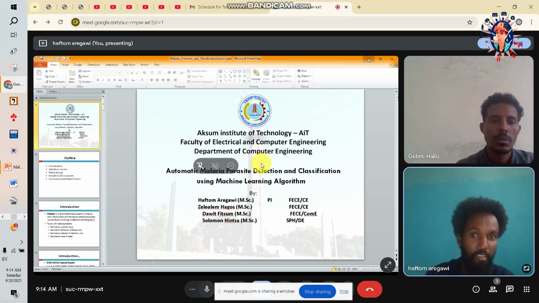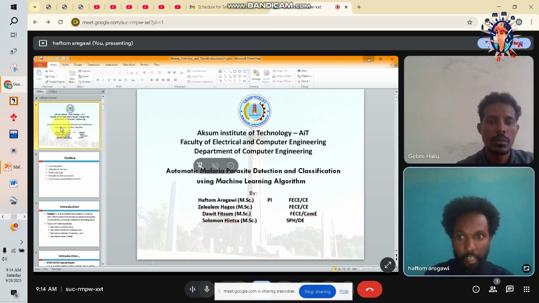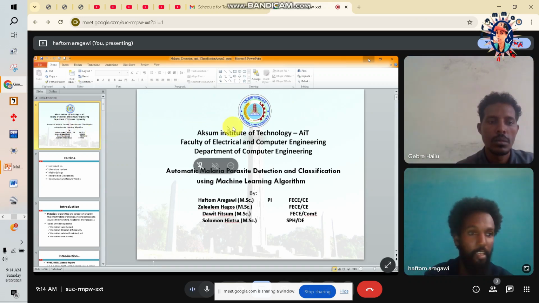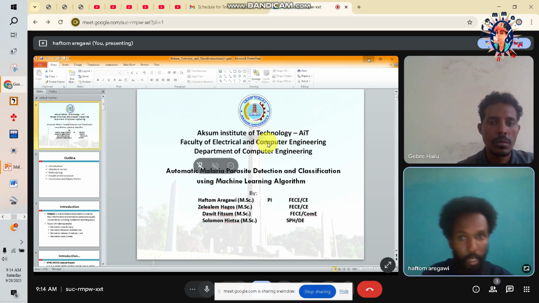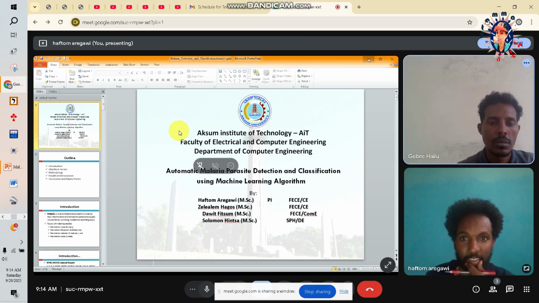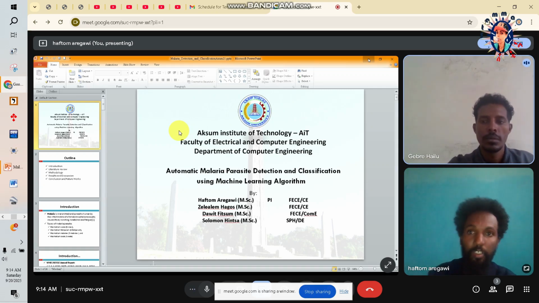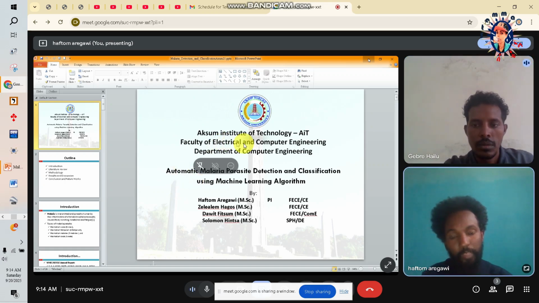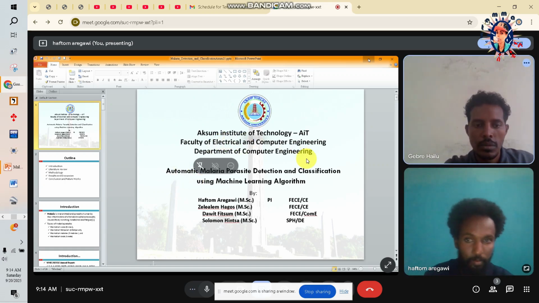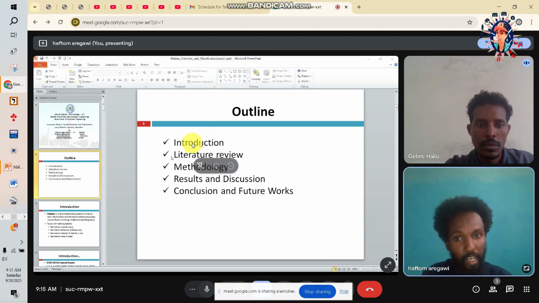In matter of fact, malaria is a preventable and treatable disease. However, as the WHO annual report indicates, it still kills hundreds of thousands of people each year. One of the biggest challenges in fighting malaria is accurate and timely diagnosis. Therefore, this study mainly focuses on how machine learning algorithms can automate malaria detection and classification for enhancing performance, speed, and accessibility.